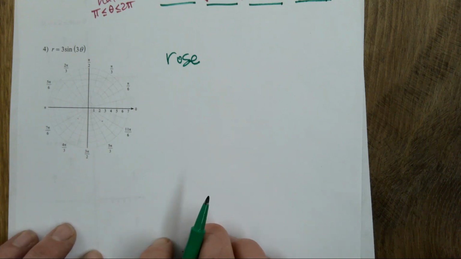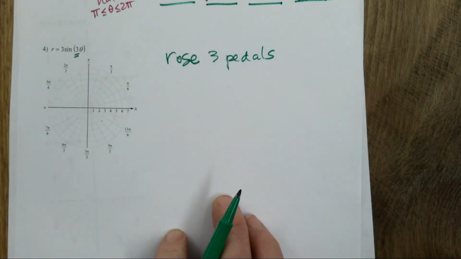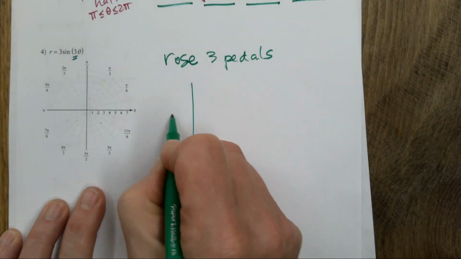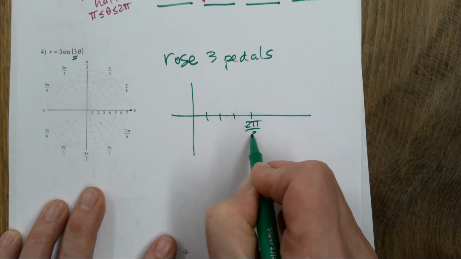N petals if N is odd. So 3 petals. 2N petals. So whatever the number is there is going to be my number of petals if it's odd. Twice that number is going to be my number of petals if it's even. So I've got 3 petals. Sine, no fancy shift. 2 pi over 3.